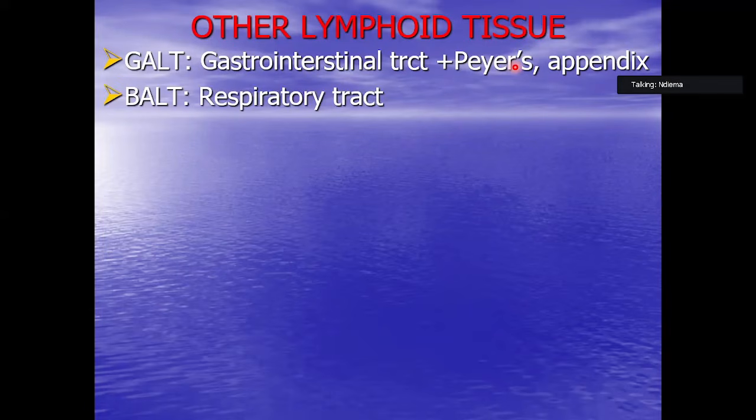Then we have the bronchial associated lymphoid tissue, associated with the respiratory tract. Within the bronchi, we have a lot of isolated lymphoid tissue.